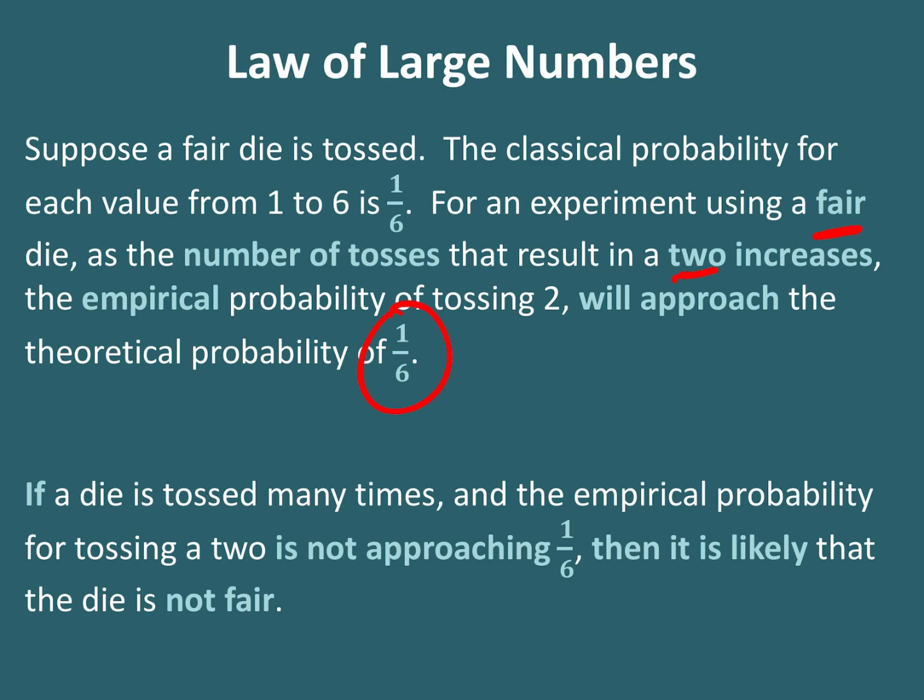Now, if a die is tossed many times and the empirical probability for tossing a 2 is not approaching 1/6, then it is likely that the die is not fair, meaning that the die could be weighted. The die could actually have the number 2 missing from one of the sides. There could be many possible reasons for why the die is not fair.